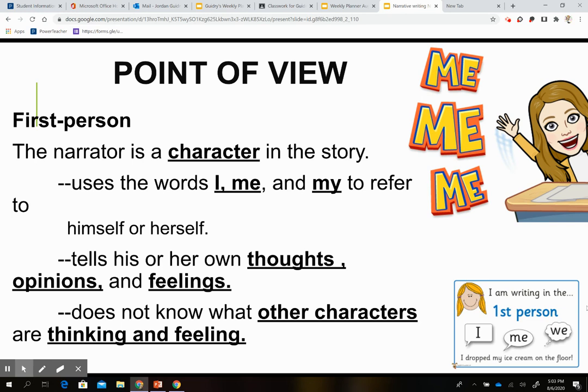So, point of view. First person is when the narrator is a character in the story. Uses words like I, me, and my to refer to himself or herself, and tells his or her own thoughts, opinions, and feelings. The character does not know what other characters are thinking and feeling. So in this case, the character only knows what he or she is thinking or feeling. He can only see the actions of what the other person is doing or know specifically what that person says. They can't get into their mind and understand what the other characters are thinking.